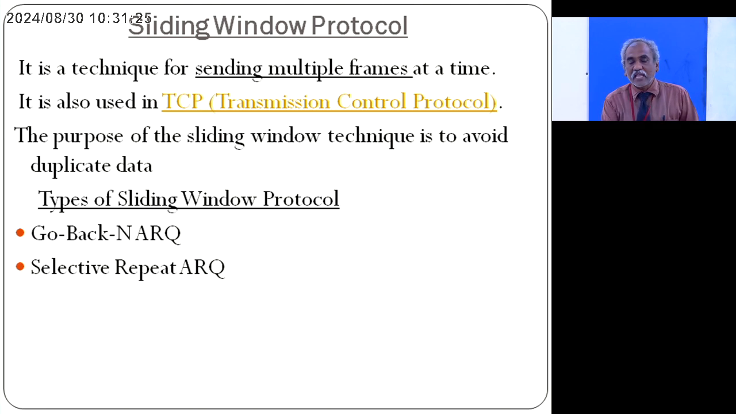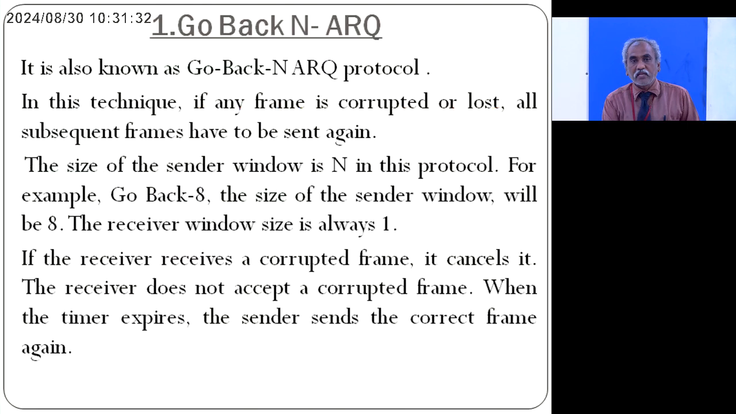One is Go-Back-N ARQ. ARQ means automatic repeat request, and the second one is selective repeat ARQ, right? Go-Back-N is also known as Go-Back-N ARQ protocol. N means the window size that is set by the system, right? So N may be 3 or 5 or 8. At a time you can send 3 frames, or 8 frames, or 5 frames from sender to receiver. So N is the window size set by the system.